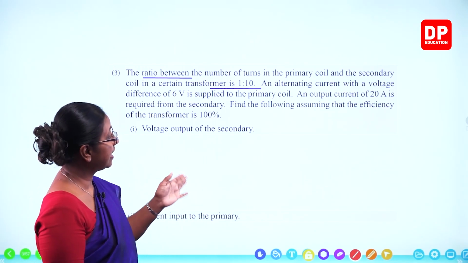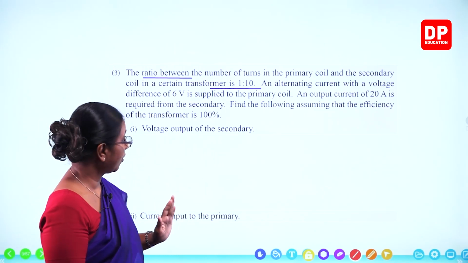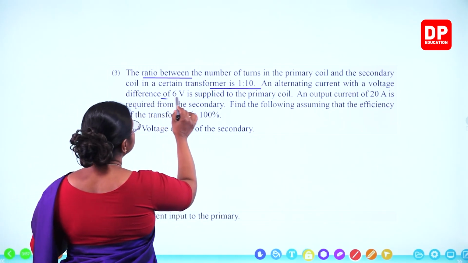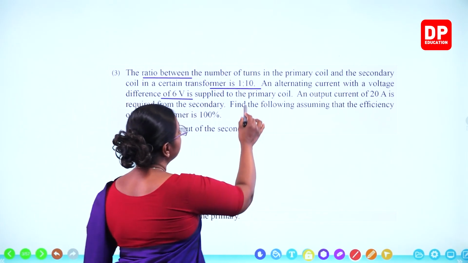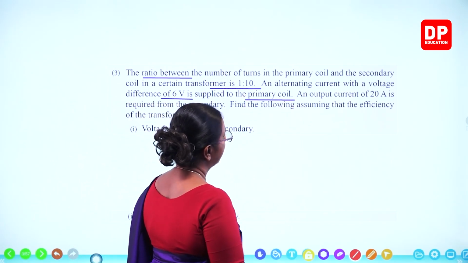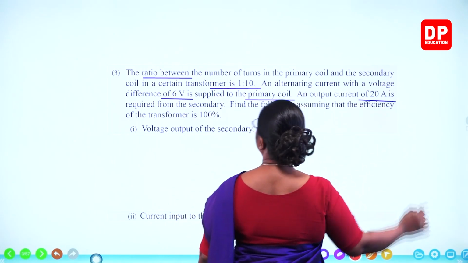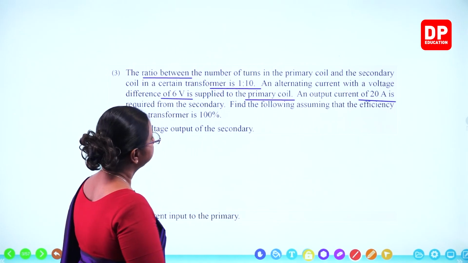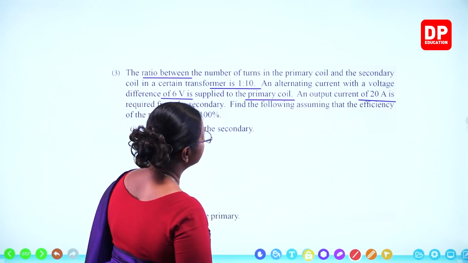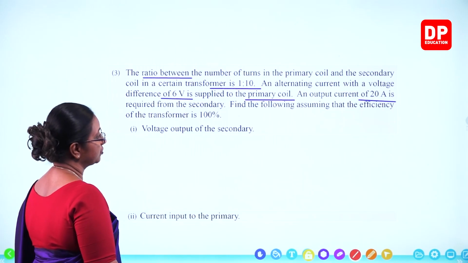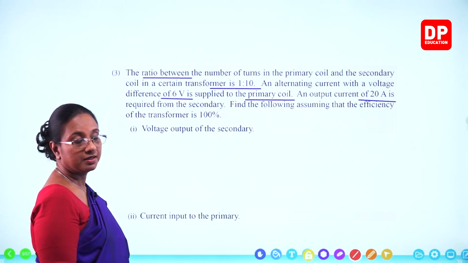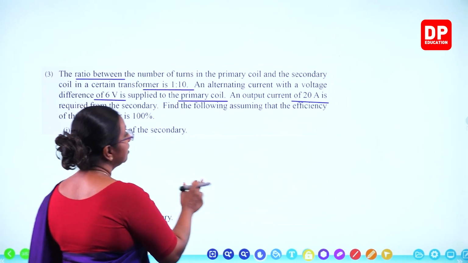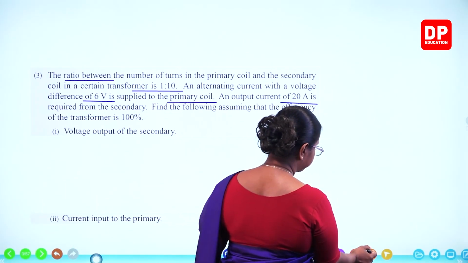You all can understand that. More turns in the secondary coil. An alternating current with a voltage difference of 6 volt is supplied to the primary coil. An output current of 20 amperes is required from the secondary. Find the following assuming that the efficiency of the transformer is 100%. Now here you all can see, students, if we consider these values, what is given to us?